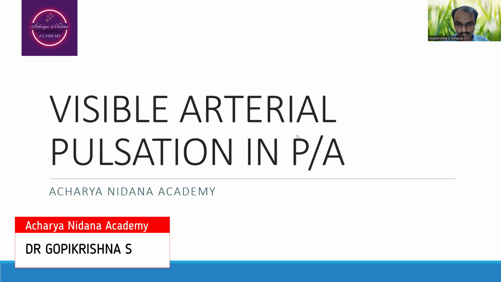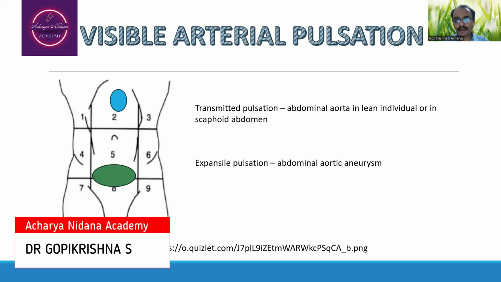In this particular video, we are going to discuss one of the important aspects of upper abdominal inspection, that is visible arterial pulsation. When you think about visible arterial pulsation, this can be observed in two different regions. One is the epigastric region, and the second may be the umbilical or just above the suprapubic region. These are the only two areas where we are going to observe the arterial pulsations.